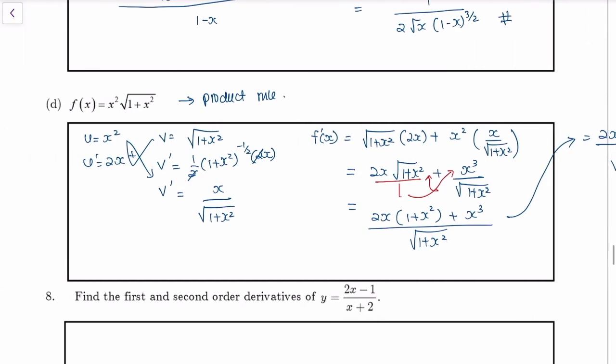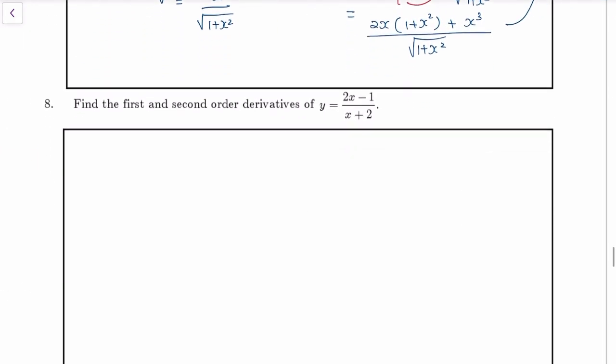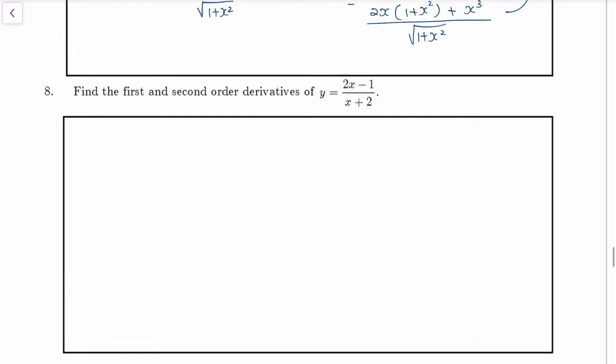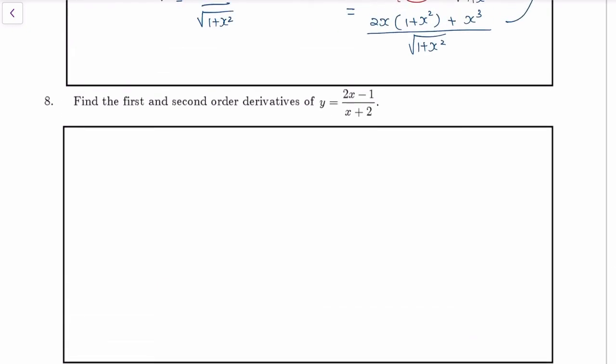Okay. So now, question 8. Find the first and second order derivative. So, this one kita akan buat quotient rule sebab dia bahagi. So, u will be 2x minus 1. u prime will be 2. v equals x plus 2. v prime equals 1.